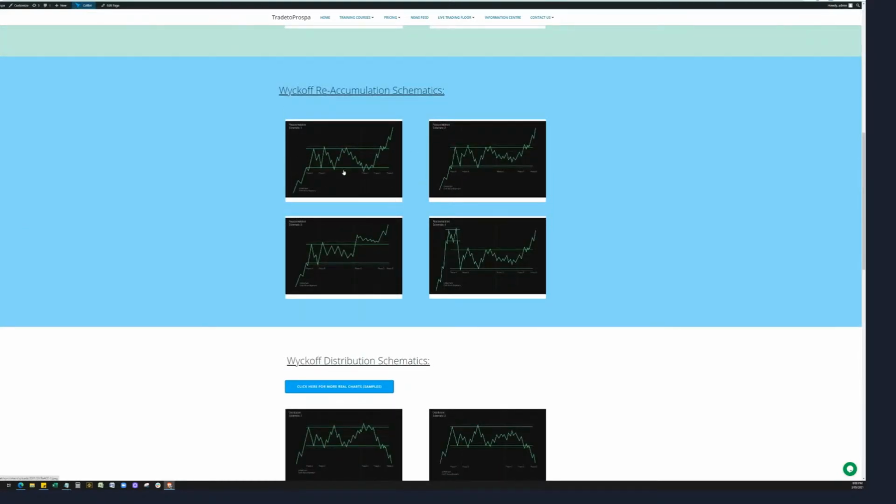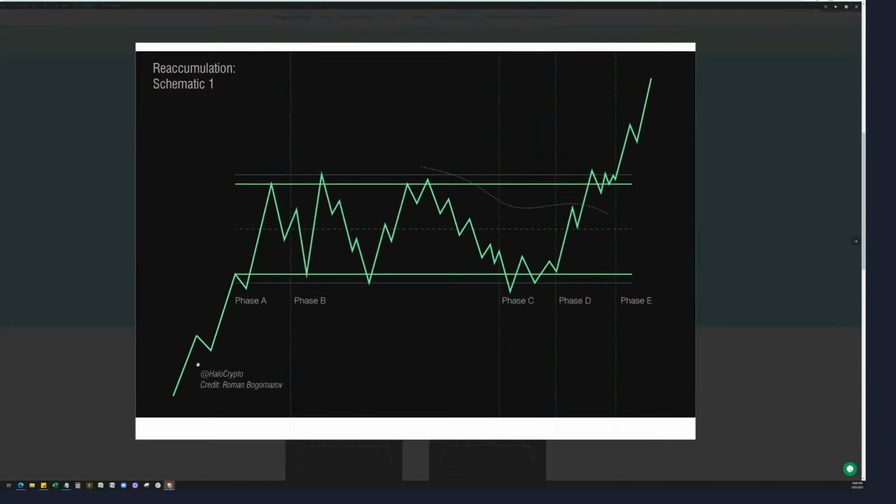Price comes up from the left, finds 3 bottoms here in this case, and then there's a shakeout period, and then off it goes. So you can see this. Many other coins have done this, but it doesn't mean all the coins are going to do it.